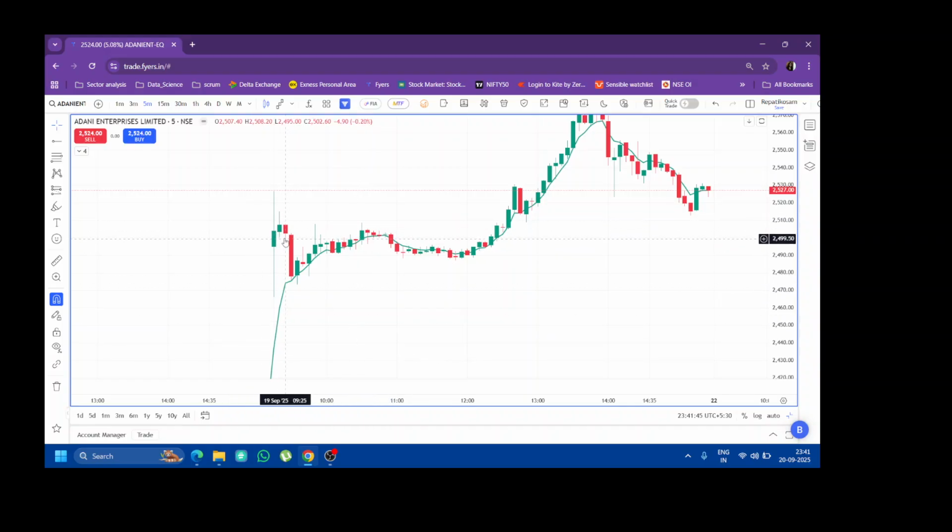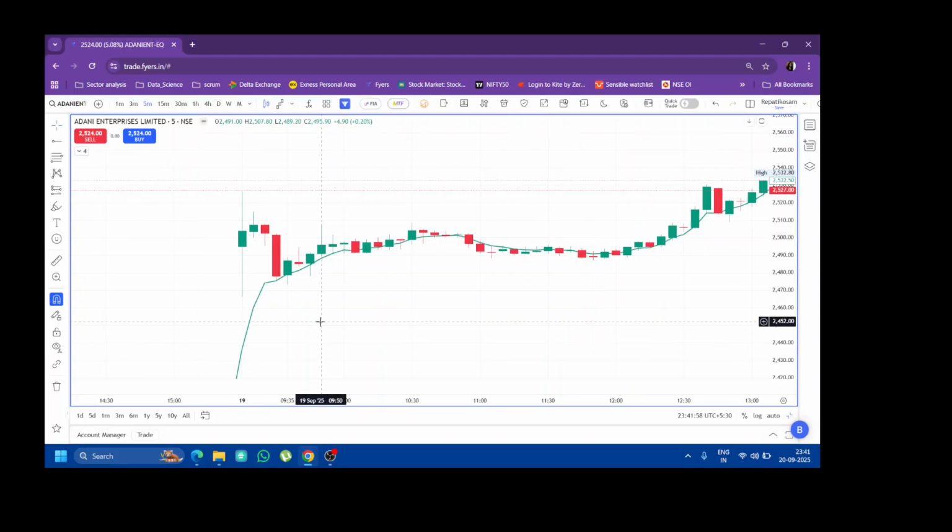So after this red candle, again a red candle formed. So there was no trade signal we could see. After these two red candles, I could see one green candle formed. Okay. Now what is my learning from here?